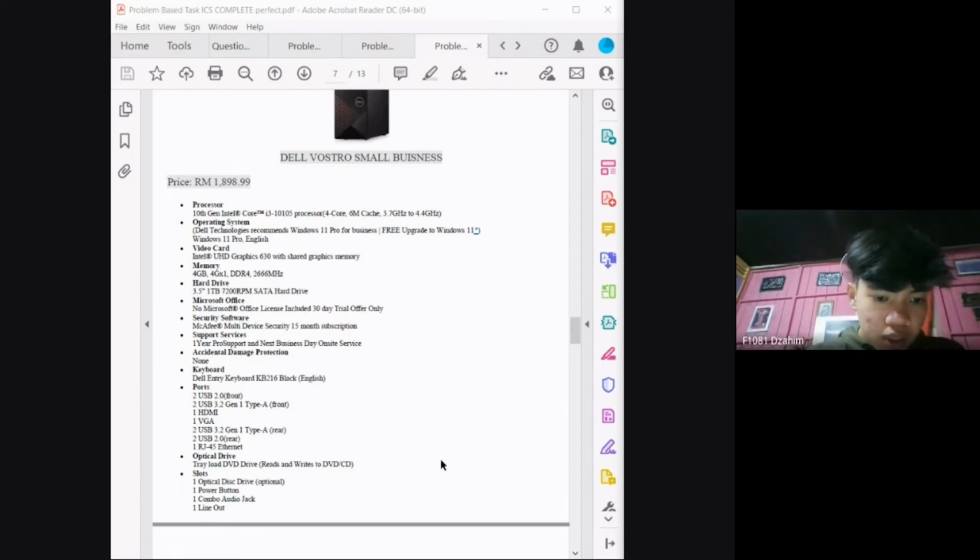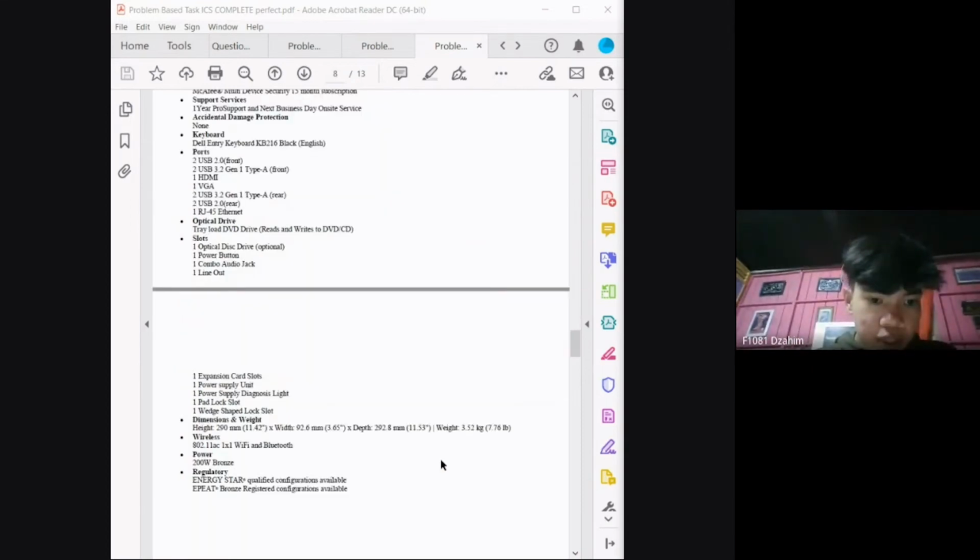The optical drive is a tray load DVD drive, read and write to DVD and CD. Slot: 1 optical disc drive, optional, and 1 power button, 1 combo audio jack, and 1 line out. 1 SD card slot, 1 power supply unit, 1 power supply diagnosis light, 1 padlock slot, and 1 wedge-shaped lock slot.